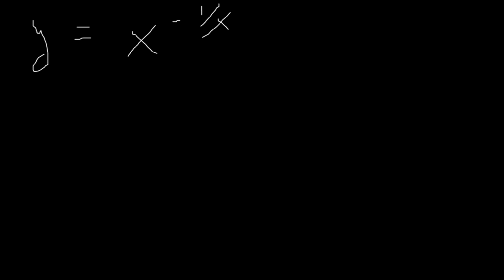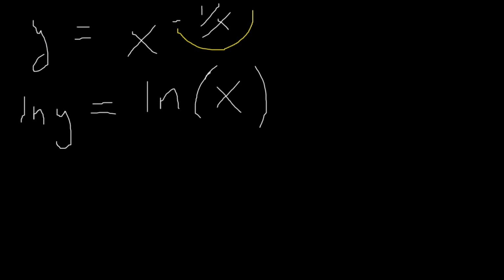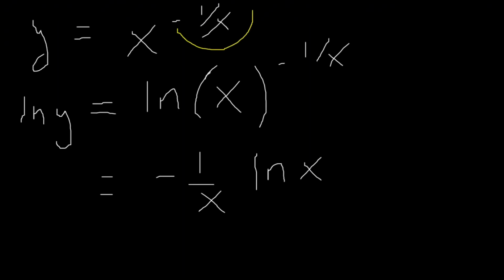Then our next step is to bring this negative 1 over x down. How can we do that? We can introduce a ln function: ln of y on both sides is equal to ln of x to the power negative 1 over x. Basically that will be equal to negative 1 over x times ln x. Therefore, ln y is equal to negative ln x all over x.